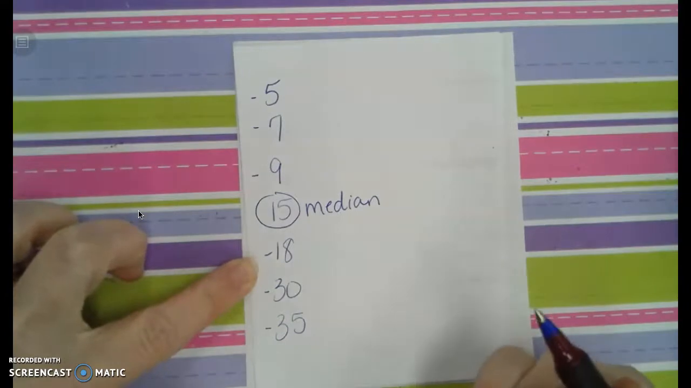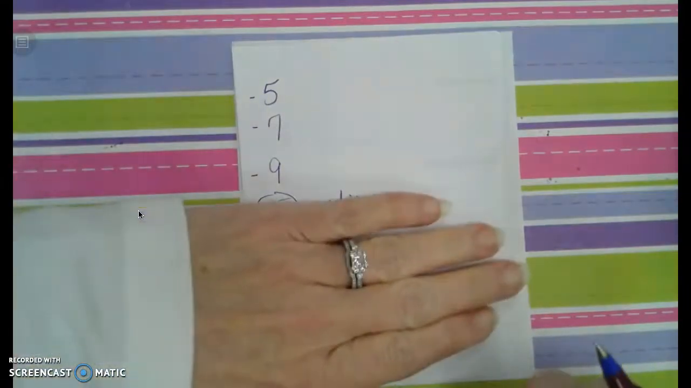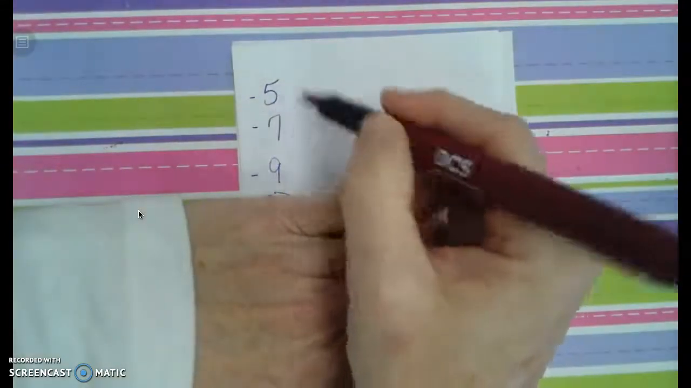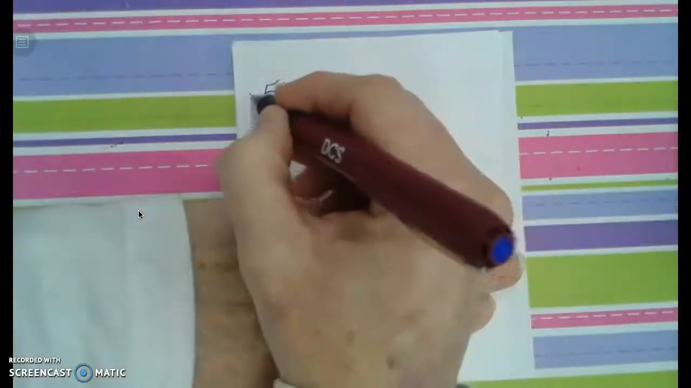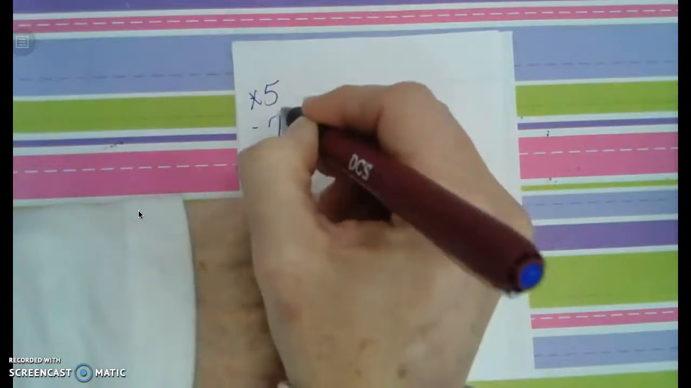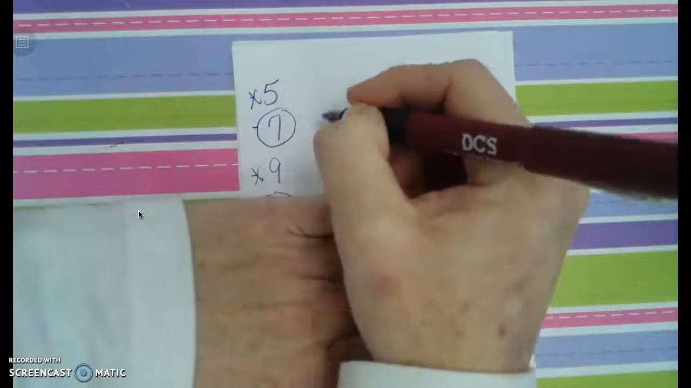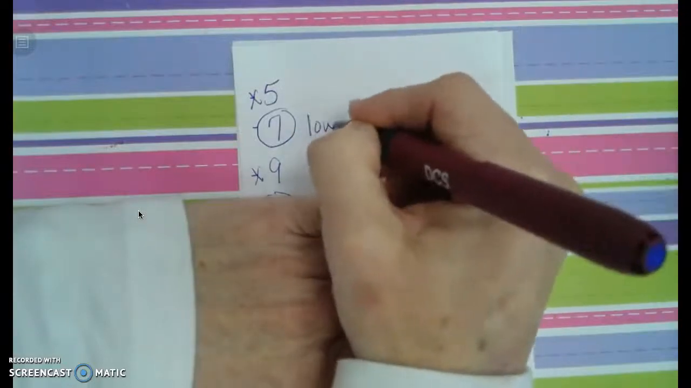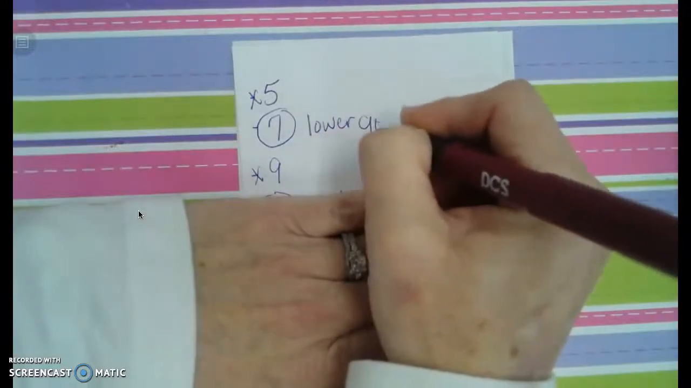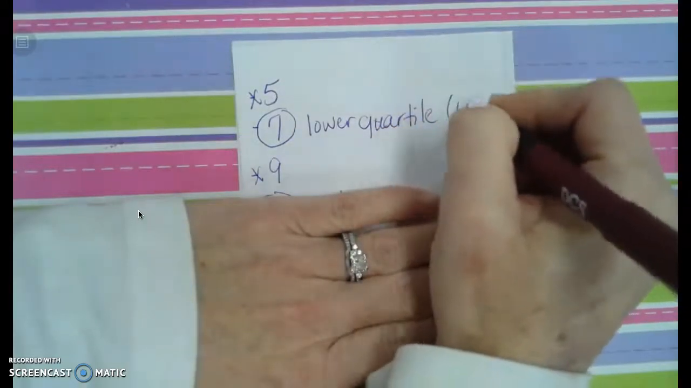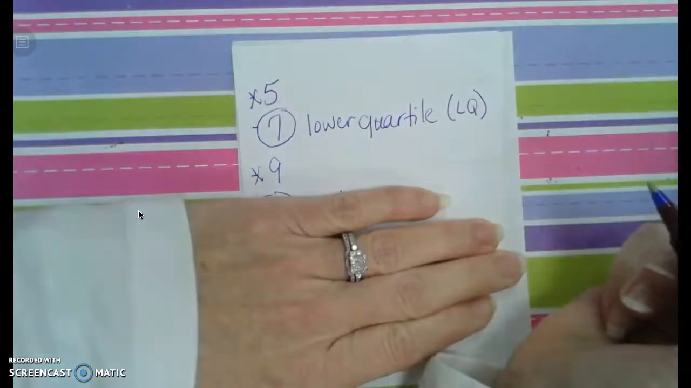Now, I am going to cover up my median and find my median again. So I'm going to look at my smaller numbers, which in this case there's only 3. So if I do top, bottom again, this is the median of the smaller numbers. And that's actually called a quartile, and we call that the lower quartile because it's the smaller numbers. To abbreviate, I usually put LQ for lower quartile, okay?